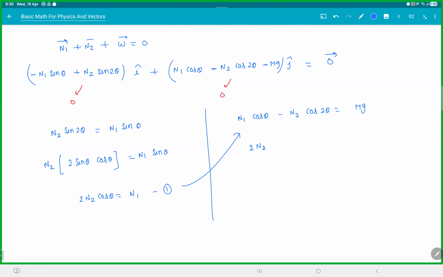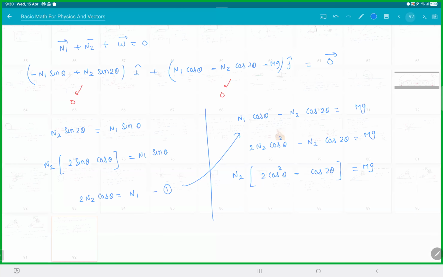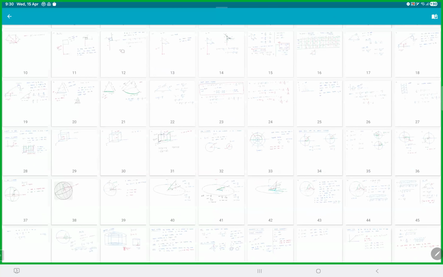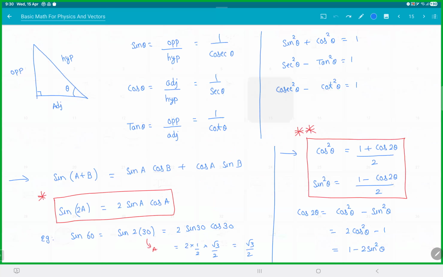This will become 2 n2 cos square theta minus n2 cos 2 theta is equal to mg. So we get n2 common, we get 2 cos square theta minus cos 2 theta is equal to mg. But we also know what is cos 2 theta. What is cos 2 theta? Cos 2 theta is 2 cos square theta minus 1.